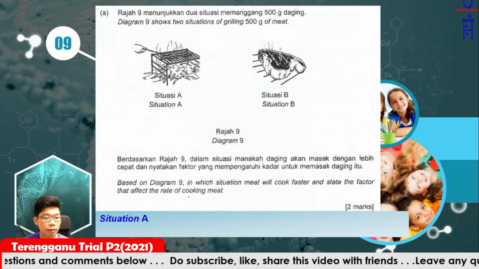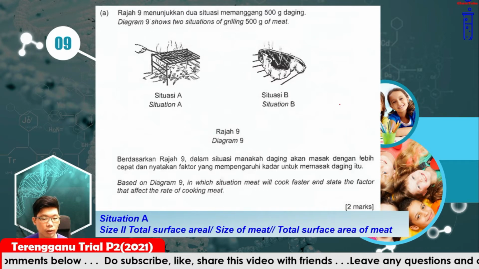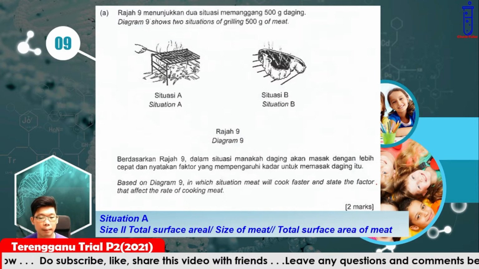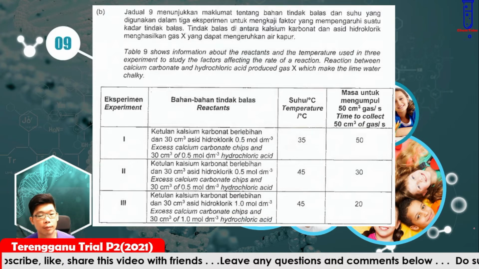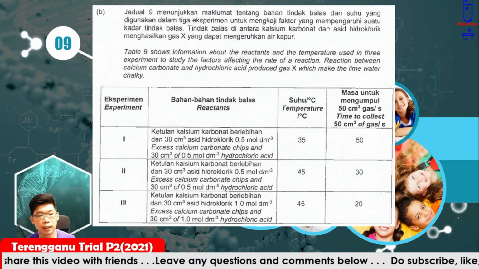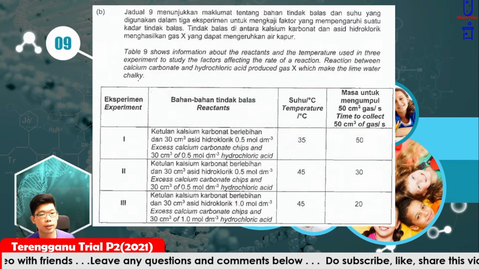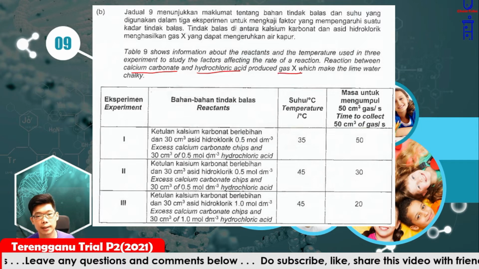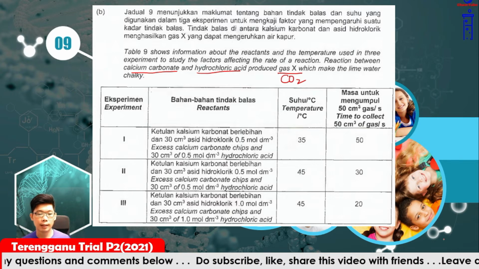State the factor that affects the rate of cooking the meat. So it's the size, right? Size or total surface area, size of meat or total surface area of meat. Okay. Now, the table shows the information about the reactants and temperature used in 3 experiments to study the factor affecting the rate of reaction. This is the reaction between calcium carbonate and hydrochloric acid that produces gas X that makes the lime water chalky. So this gas X will be carbon dioxide, right?